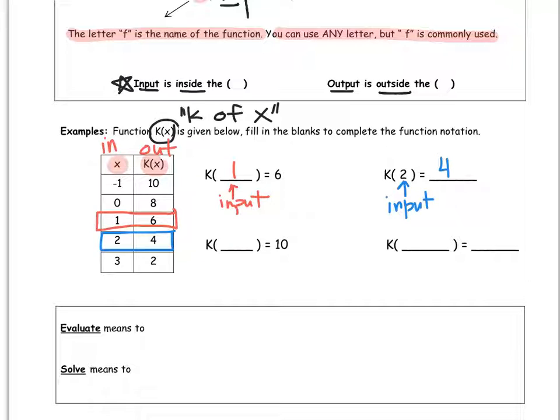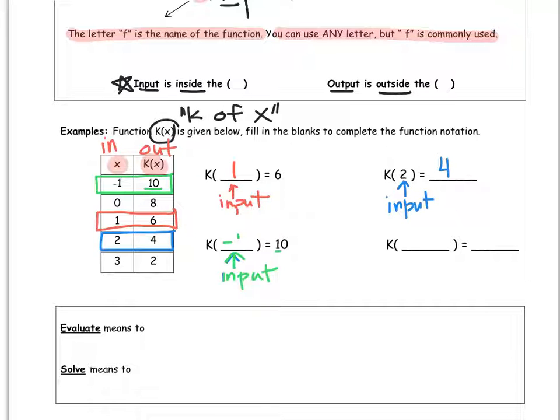Alright, next I have, again, input is inside the parentheses. I'm going to do this one in green. Input is inside the parentheses. So I don't know the input, I know the output is 10. I find the output of 10 right here, and -1 is the input that produces that.